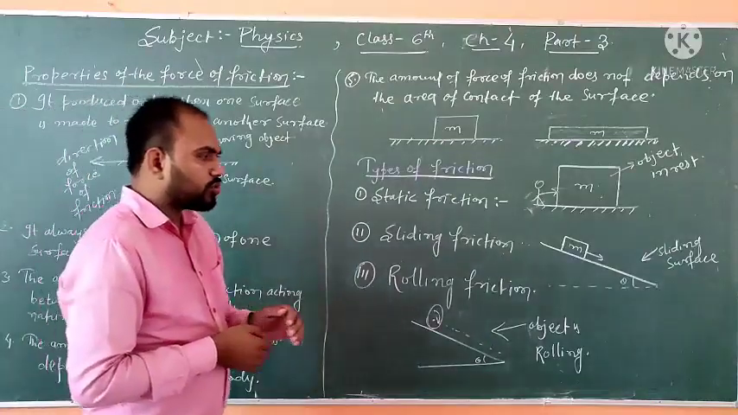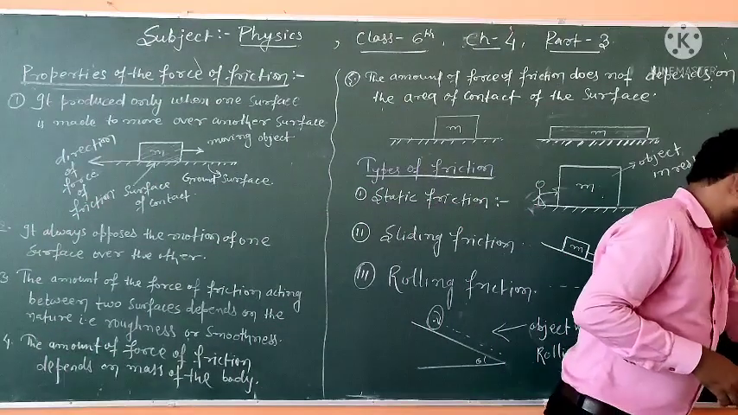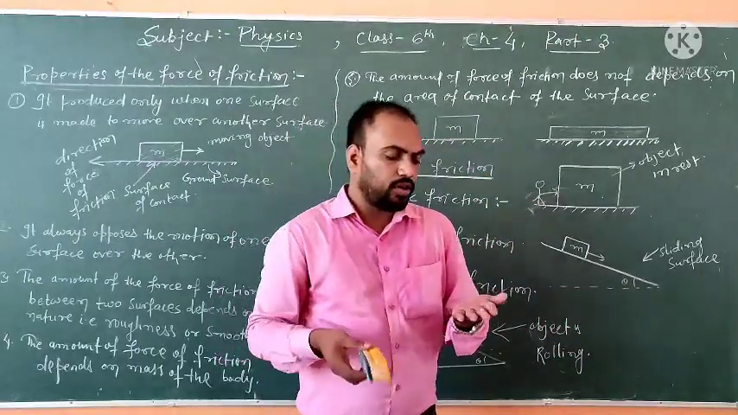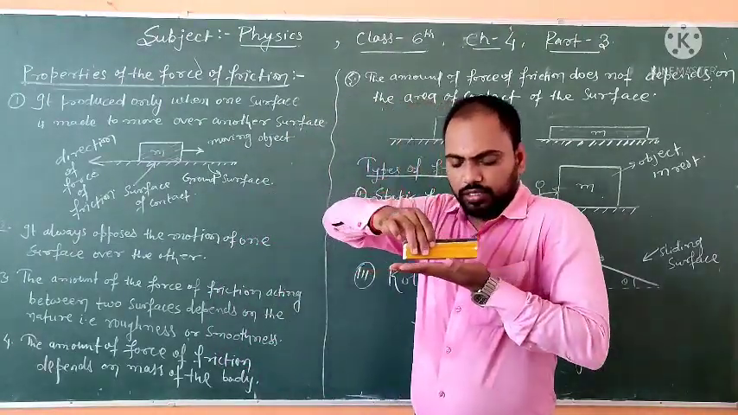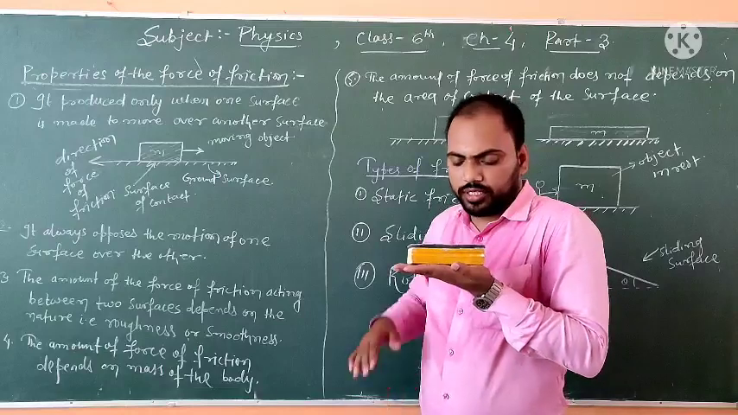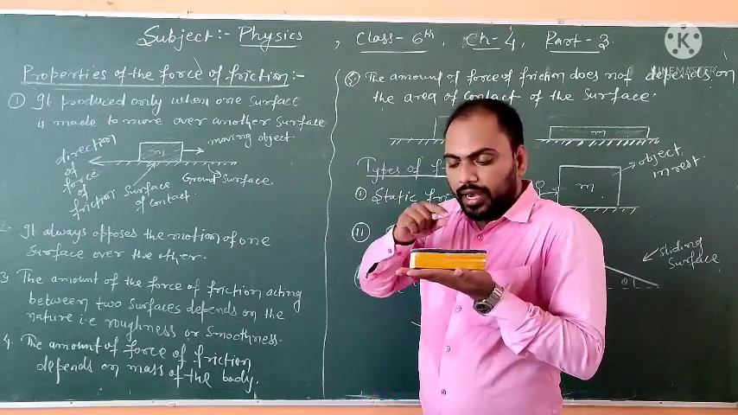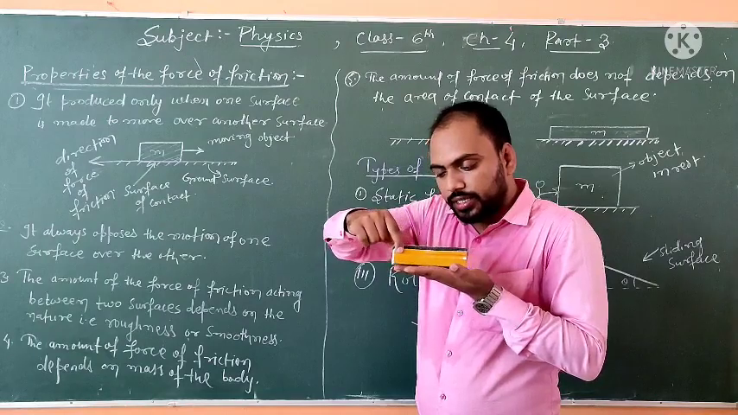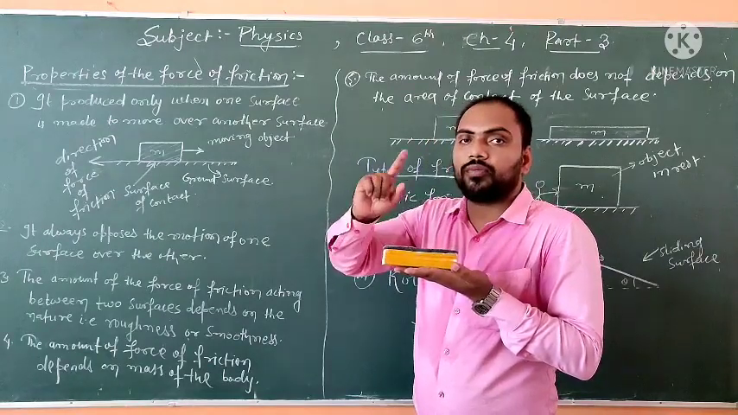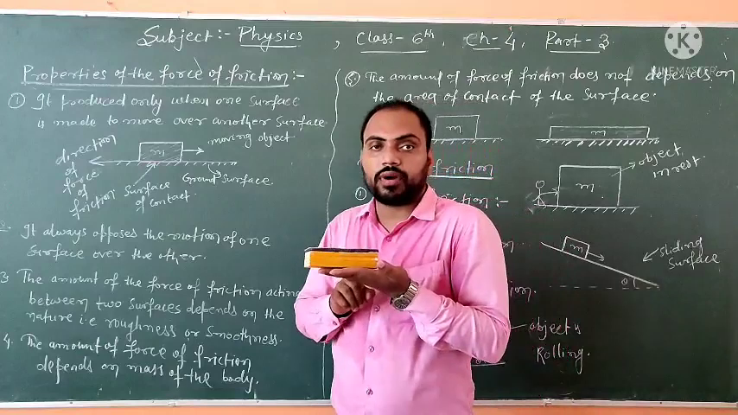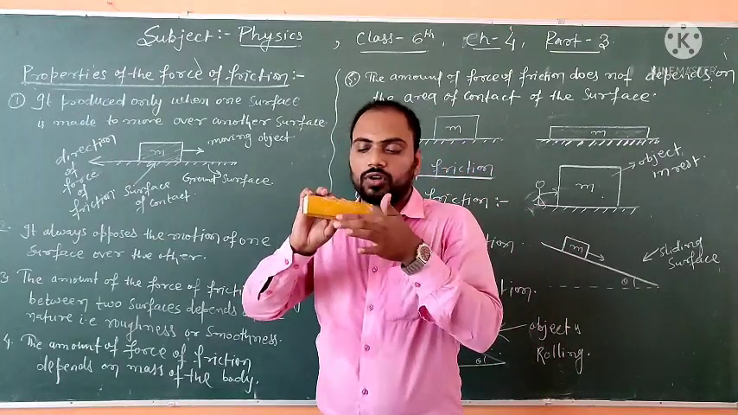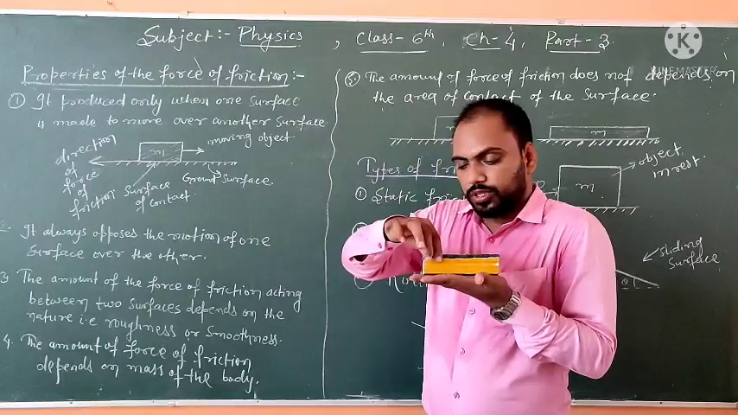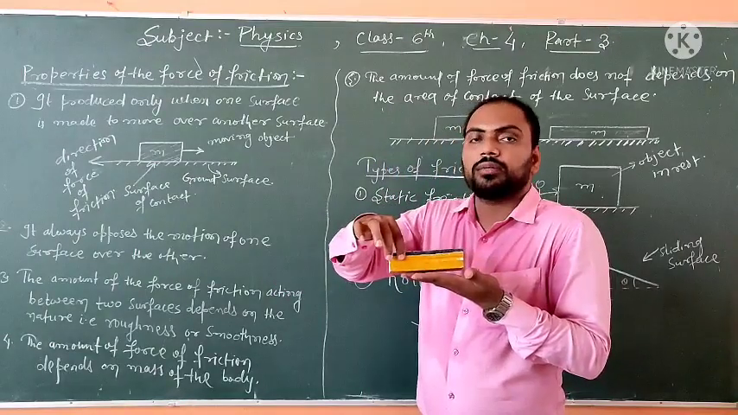Okay dear, let's suppose this body is a duster, which is just in my hand on the surface of the palm, and if I am moving this body in the forward direction, there will be a force of friction between my palm and the surface of the duster, in the opposite direction to the motion of the body.